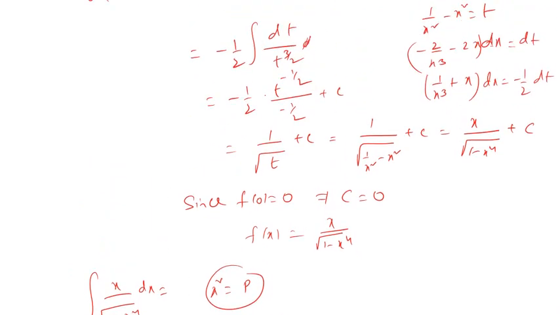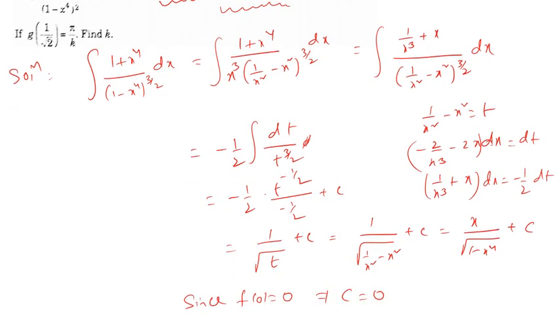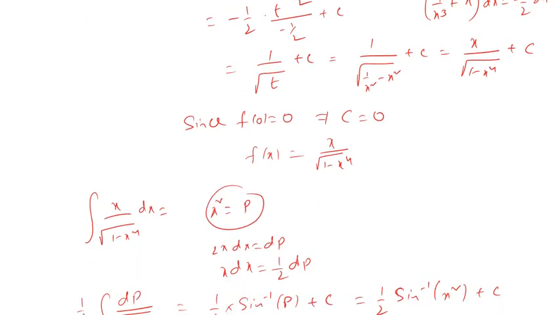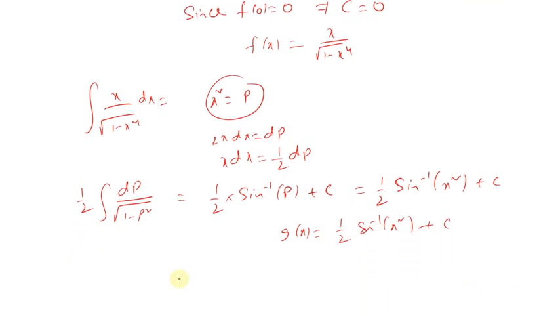Now let me look at what data is given. g of 0 is equal to 0. So let me find the c value, once again the integral constant. Since g of x is equal to 1 by 2 into sine inverse of x square plus c, if I keep x equal to 0, sine inverse of 0 is nothing but 0 plus c. Finally, you are getting c is equal to 0. g of 0 is equal to 0 implies c is equal to 0. Therefore, g of x is 1 by 2 into sine inverse of x square.